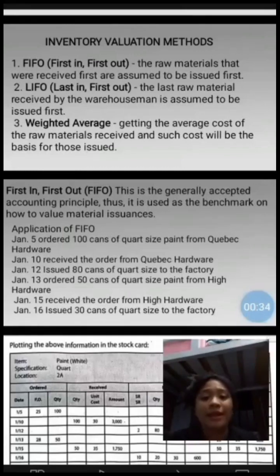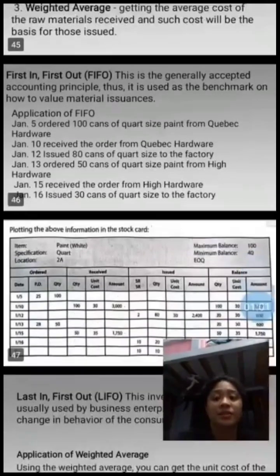So, ang LIFO, last in, first out. The last raw materials received by the warehouse man is assumed to be issued first. So, ang LIFO is kabaliktaran siya sa FIFO. Because kung unsa man imo ang last nga gibutang sa imong inventory, mo to'y una nimo ibaligya. And weighted average, or getting the average cost of the raw materials received, and such cost will be the basis for those issued. So before I discuss that further, I'm just gonna discuss the first in, first out first.